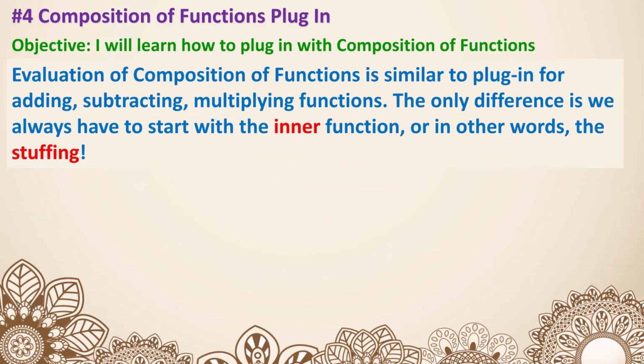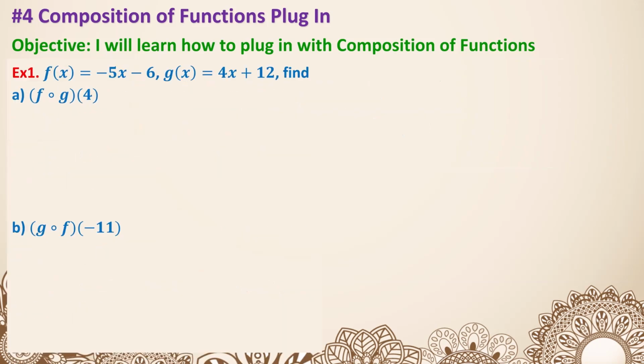Evaluation of composition functions is similar to plugging in for adding, subtracting, and multiplying. The only difference is we have an order, of course, since we have an inner function and outer function. So we always have to start with the inner function, or in other words, the stuffing. Let's have a look. So this is f of g of 4. In order to find it, we gotta start from the inside, which is g of 4. So let's find g of 4 first.